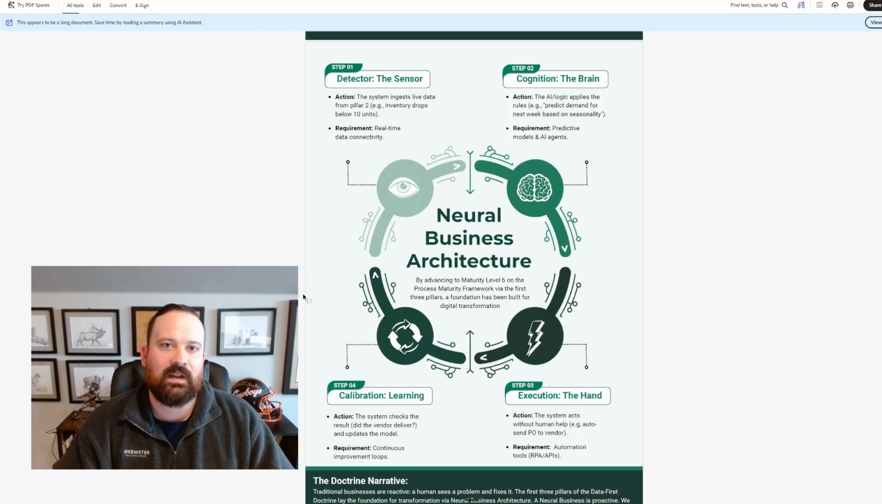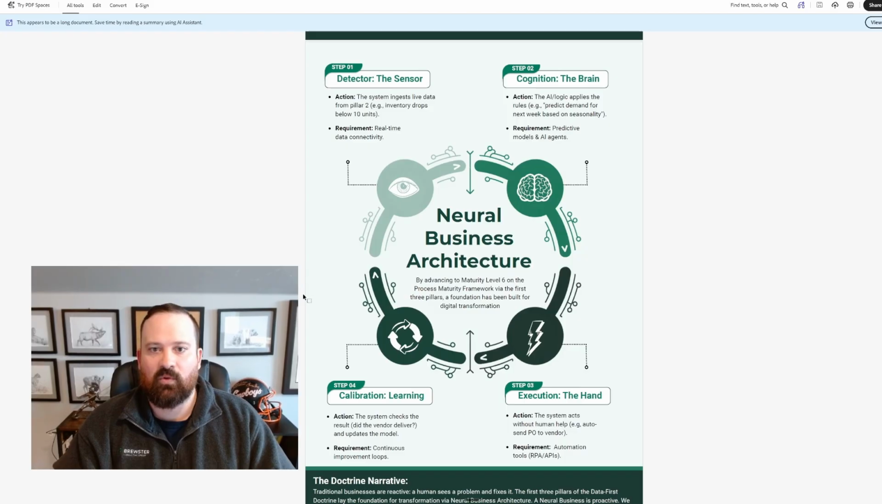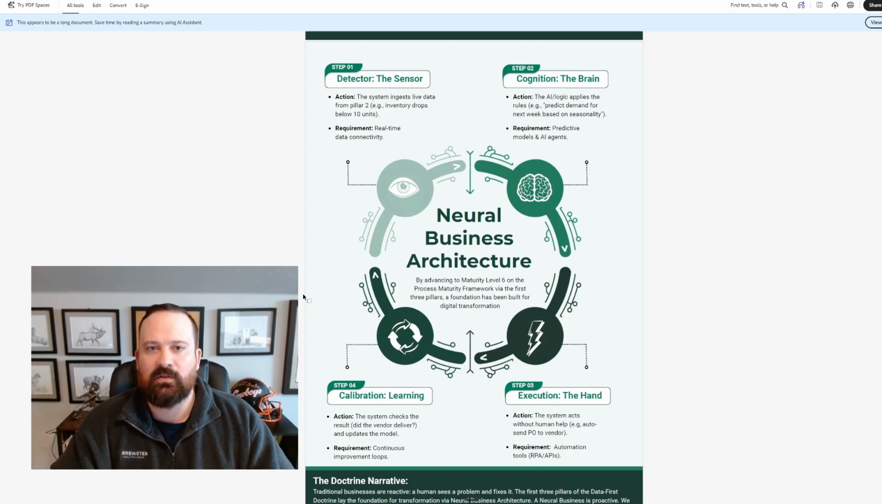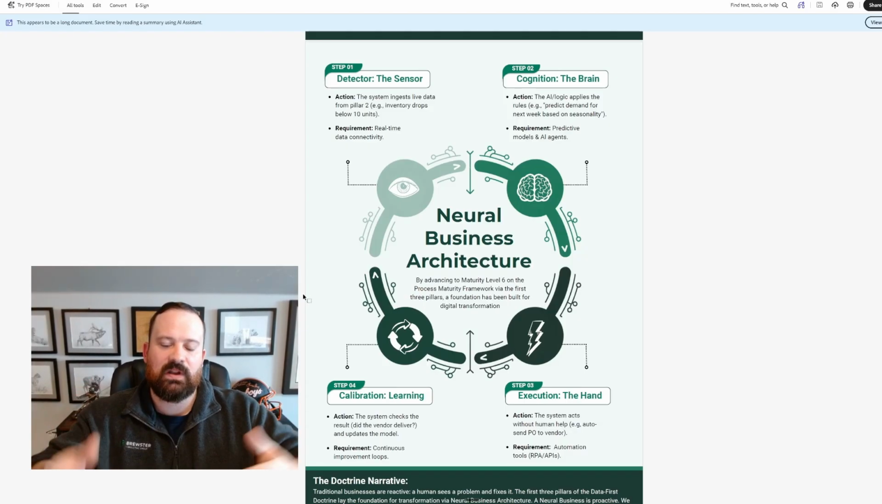In order to take advantage of it, you have to build a foundational level of maturity that can lead to positive use cases for it. That's why we promote this framework. If you use this framework, this operating system, the Data First Doctrine, and you've got to this point where you are now ready to take on neural business architecture, what that means is you've advanced to level 6 in the process maturity framework. You now have the ability to effectively implement this system, right?